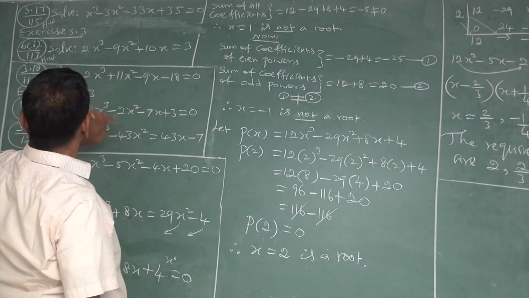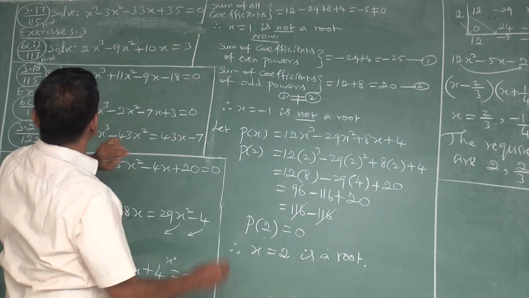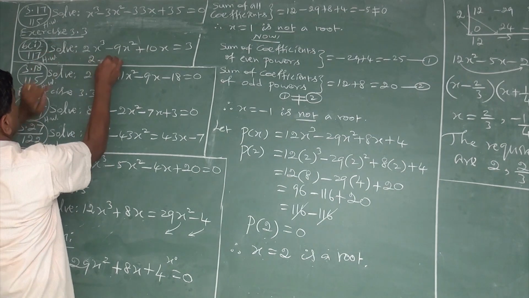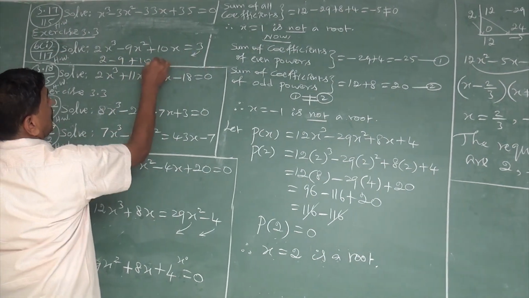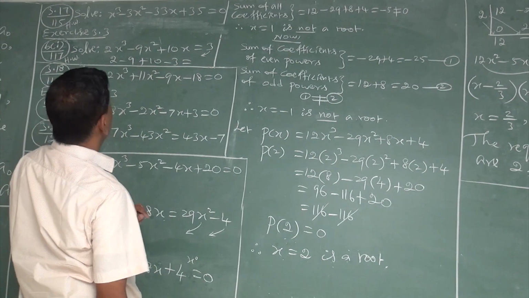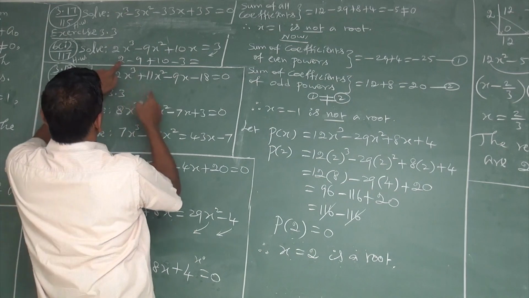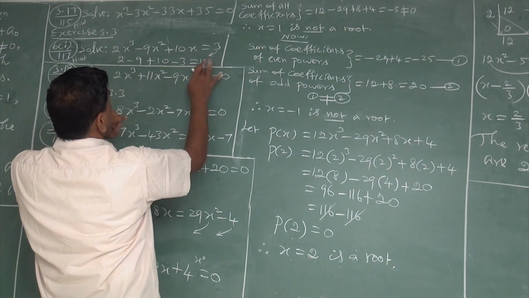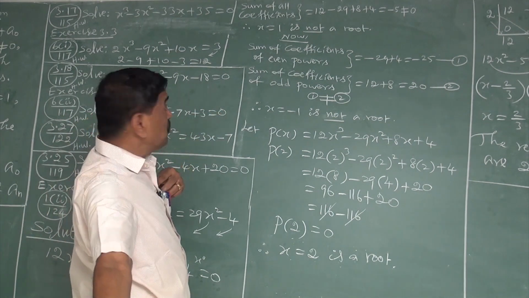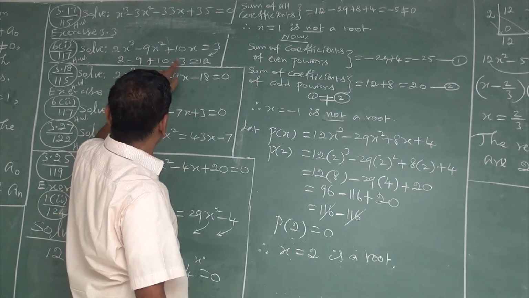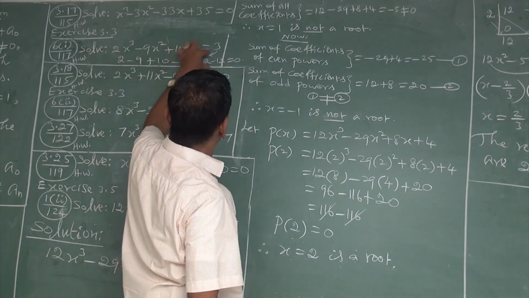Come to the second question. Listen, second question. Verify sum of all coefficients. Sum of all coefficients means 2 minus 9 plus 10, and bring this 3 to the left side, minus 3. Which is equal to? Can you tell me what the positives are? Very good, 2 plus 10, 12. Next, the sum of negatives: minus 12, minus 9, minus 3, minus 12. So which is equal to 0. So sum of all coefficients equal to 0.